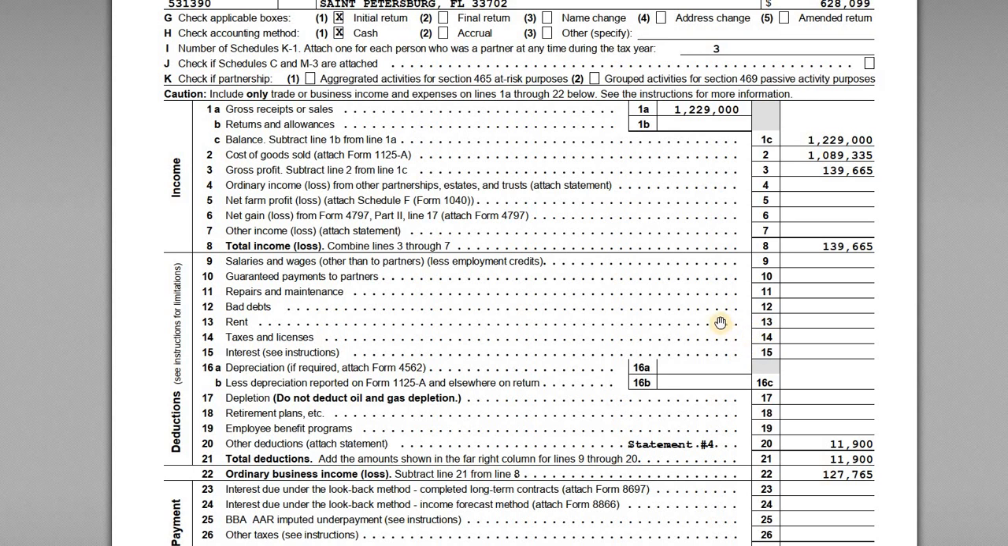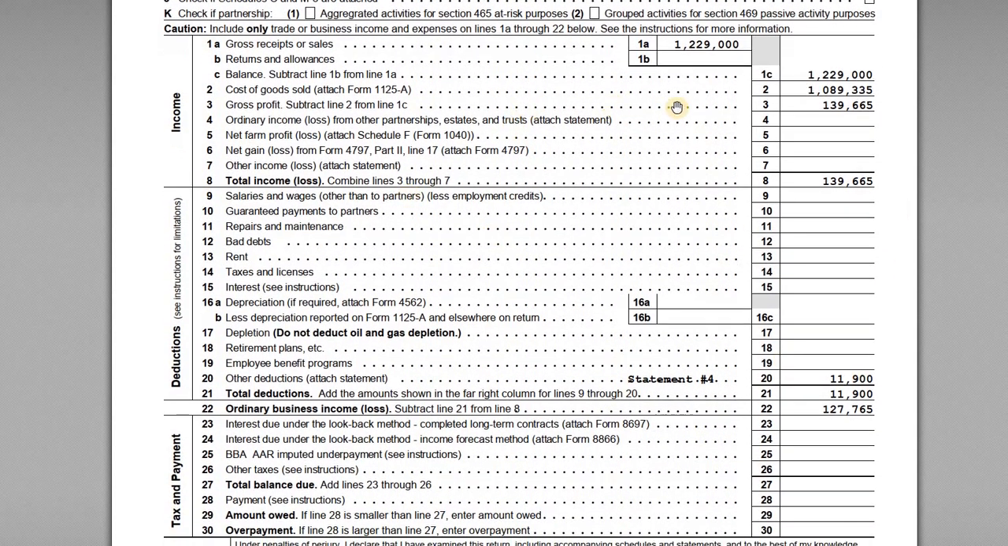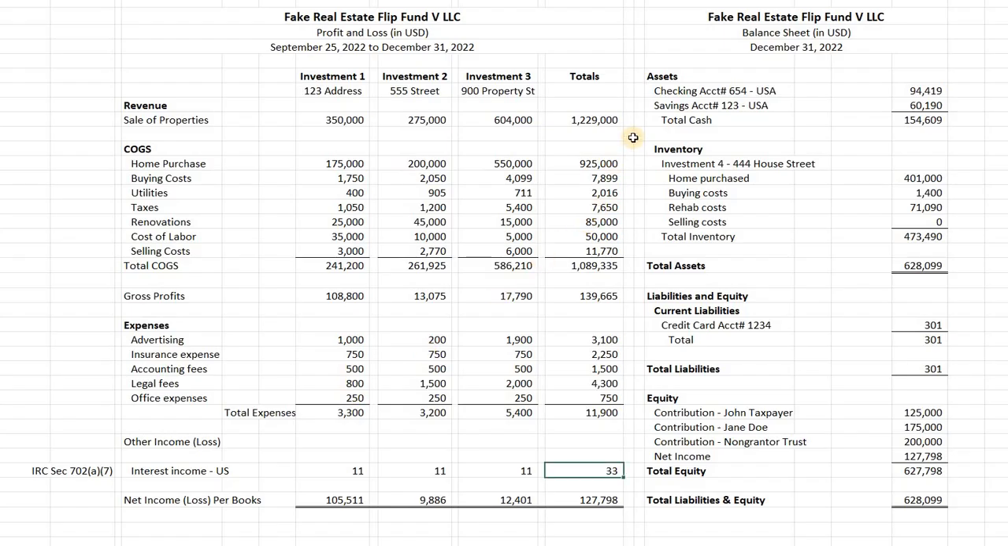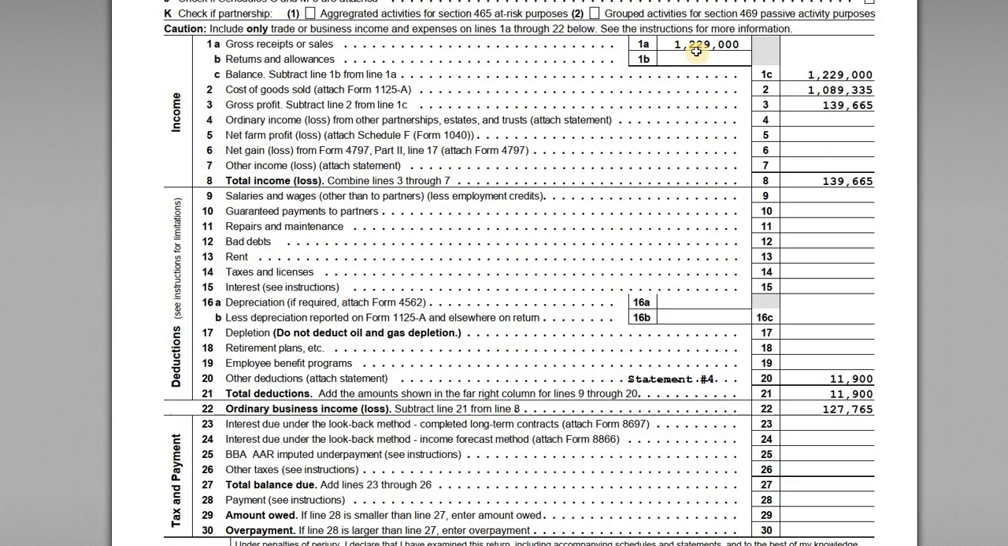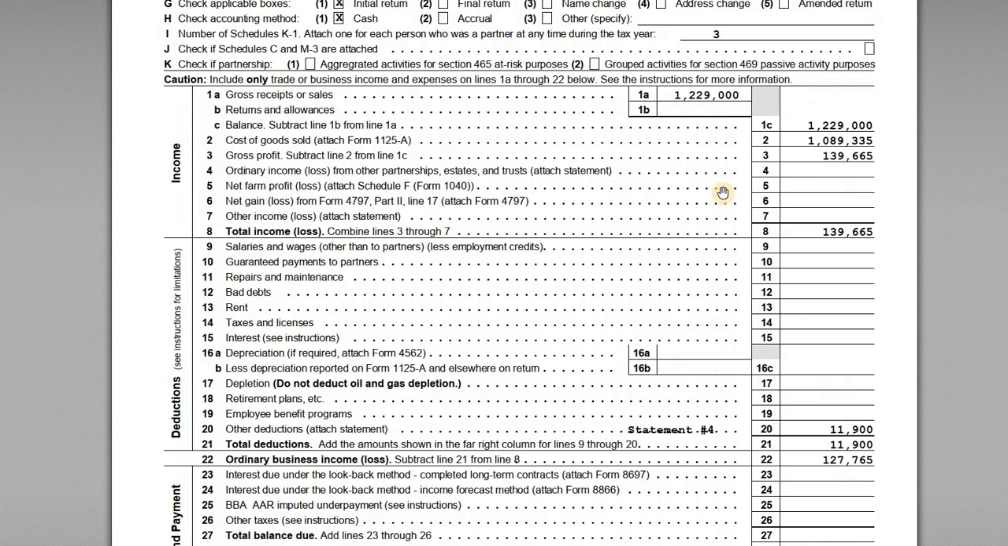But in this context, because we do have activities in real estate that give rise to an ordinary trader business, everything is going to be reported on page 1. So the income section here, the gross receipts from sales, so that is the total sale proceeds from the disposition of all the properties, right? So again, if we look at our financial statements here, this total sale of the property is 1.2 million. That's what's being reported on line 1a.